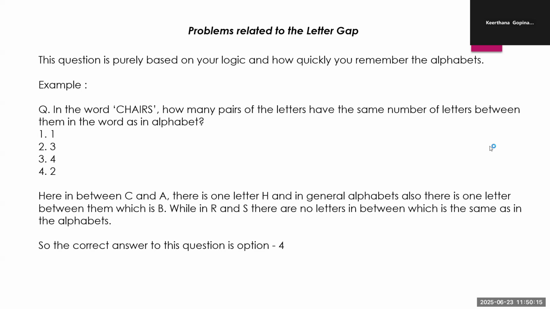Sir, can you please explain again? Okay. So the question is in the word chairs. Chairs is the word which is given. How many pairs of letters? Pair means two letters. You would have heard of this, no? A pair of pigeons. Pair means two. You must understand that word. So between two letters, they have the same number of letters between them in the word as in the alphabet series.